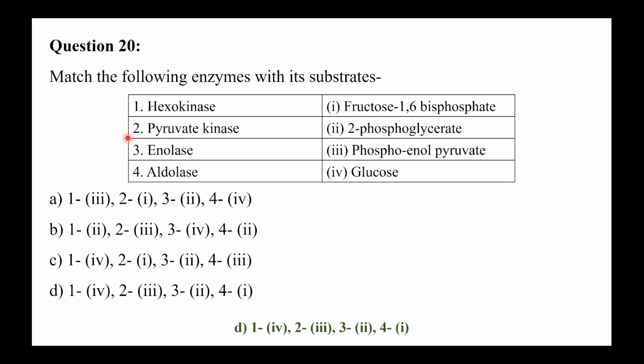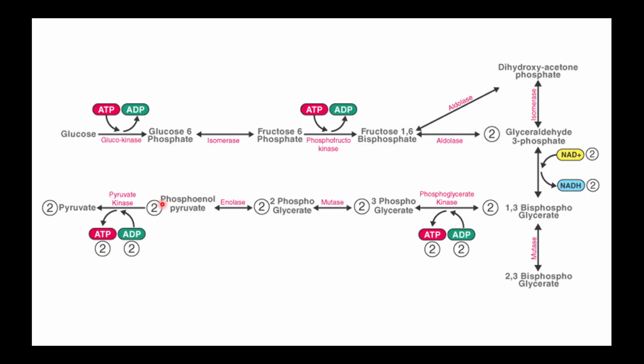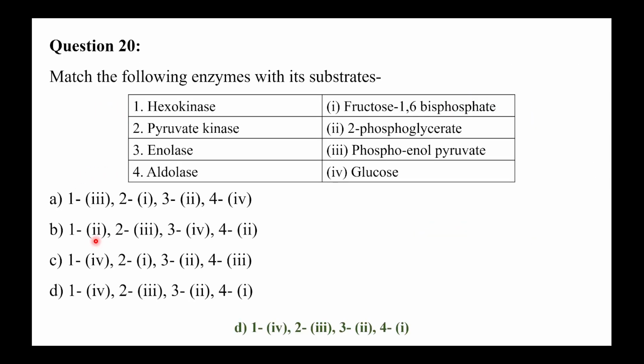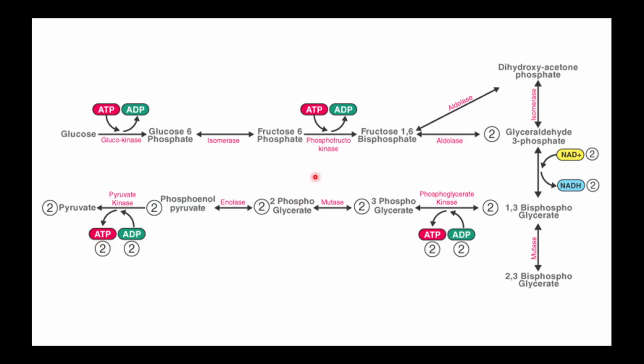Then we had, what did we have? Pyruvate kinase, the last enzyme. The substrate is phosphoenol pyruvate, product is pyruvate. Then we had enolase. The substrate is 2-phosphoglycerate, the product is phosphoenol pyruvate, and then we had aldolase. The substrate is fructose 1,6 bisphosphate, and there are two products, dihydroxyacetone phosphate and glyceraldehyde 3 phosphate. I hope this is clear. We have discussed glycolysis also multiple times today, so I hope this is clear to everybody.